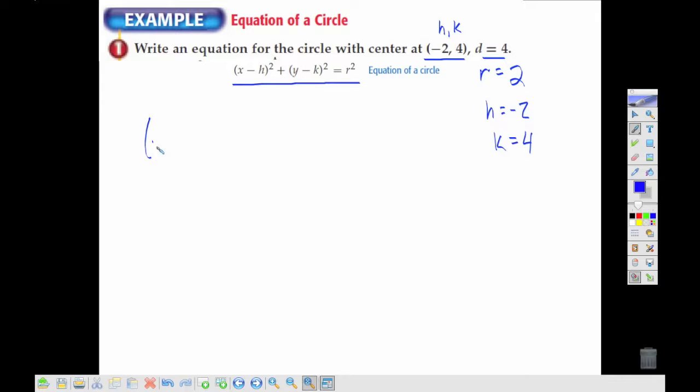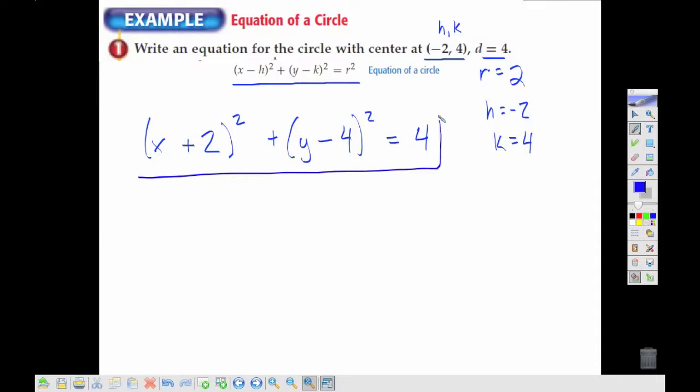I'm going to put all of this into my formula then. I'm going to keep x, y the same, but I'm going to use x minus h. Since this is a negative, that minus has to become a plus 2, because this is x minus a negative 2. And then I'll square it, plus we have y minus k, which is a positive 4, so it's minus 4. And then it's going to be equal to my radius squared. My radius was 2, so 2 squared will give me 4. And that's all we need to do to write an equation for the circle in standard form.